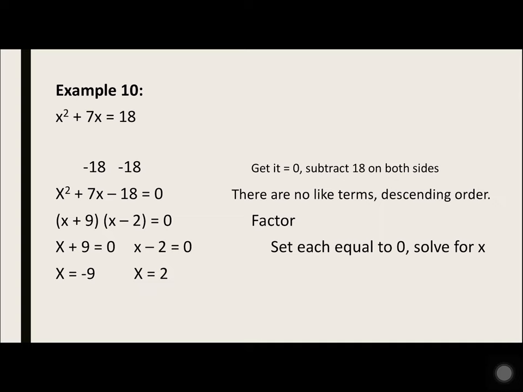X plus 9 equals 0. Subtract 9, x equals negative 9. X minus 2 equals 0. Add 2, x equals 2. When you're solving equations, you're working until you get x equals. On these x squared problems, you always have to factor. You want to get that 0 over there.